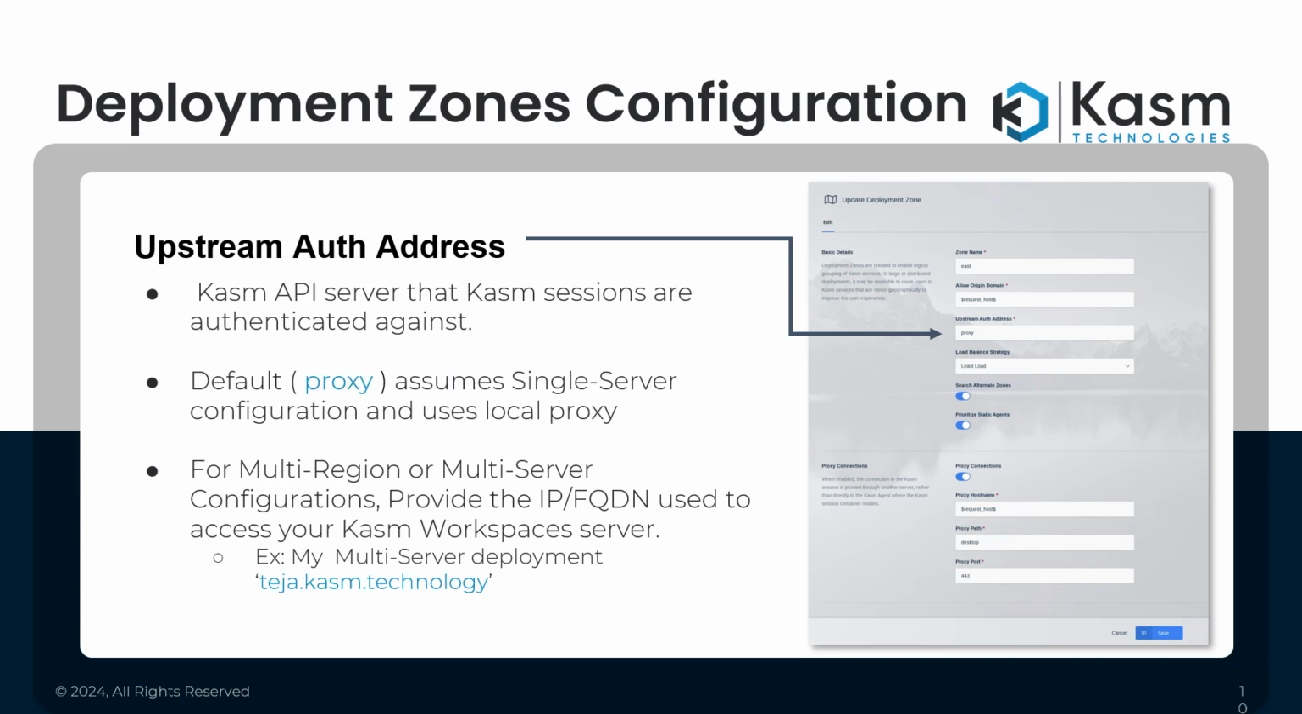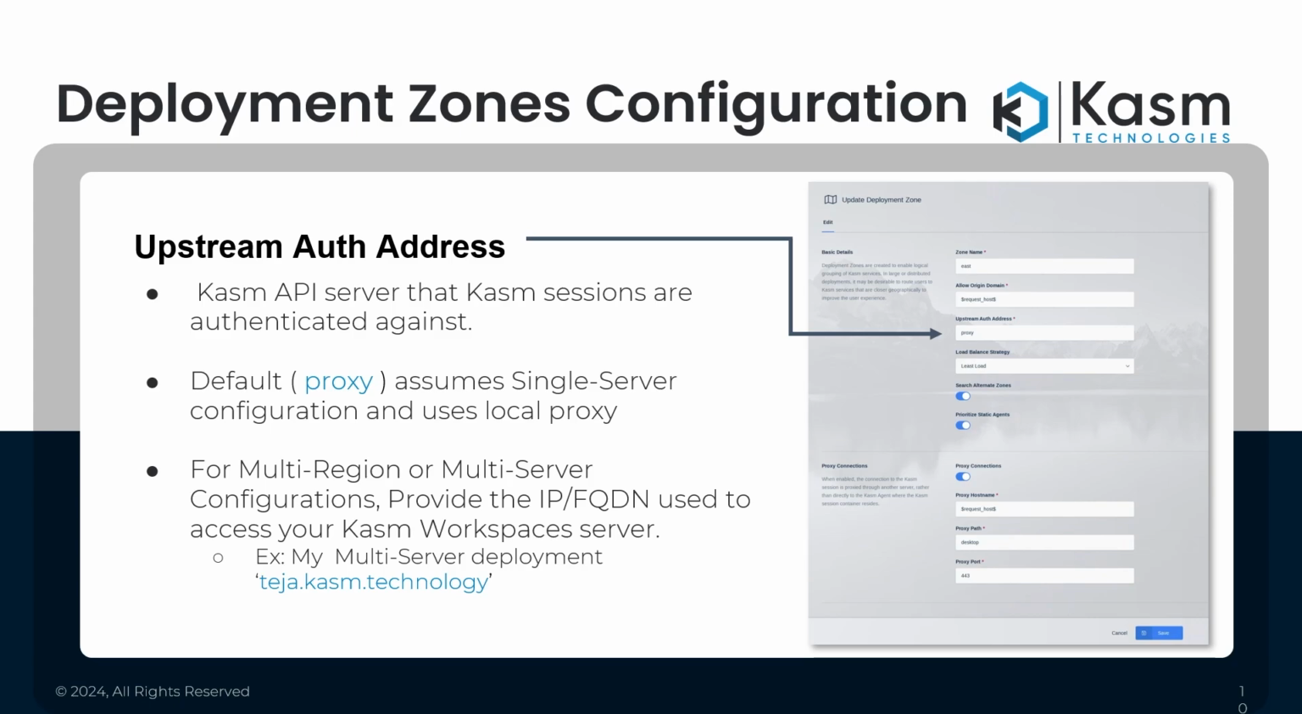The next setting is called the upstream auth address. This is the address of the Kasm API server that your sessions are authenticated against, and it's really important to configure this correctly. On a single server configuration, the default value for this is proxy, which utilizes the local proxy for authentication. On a multi-region or a multi-server deployment, you need to set this to the IP or fully qualified domain name of the specific Kasm resource that you want to connect to, where the Kasm API is also available.